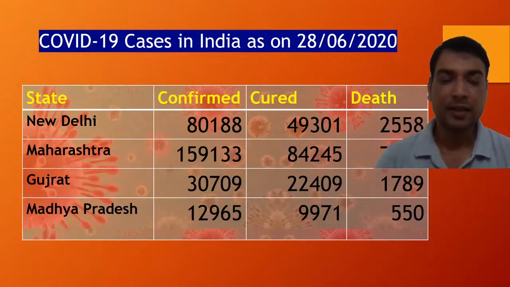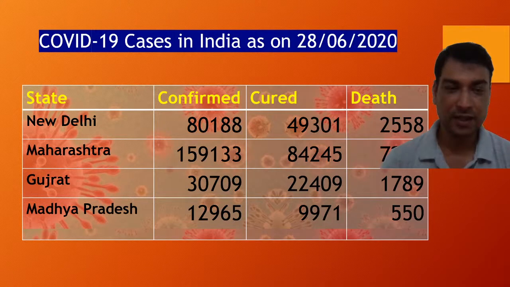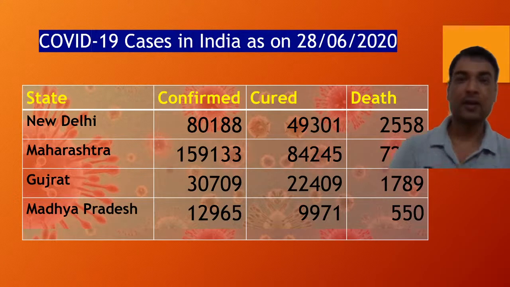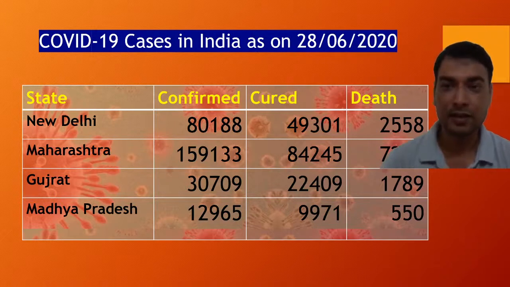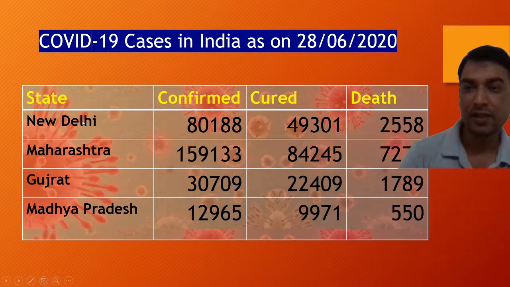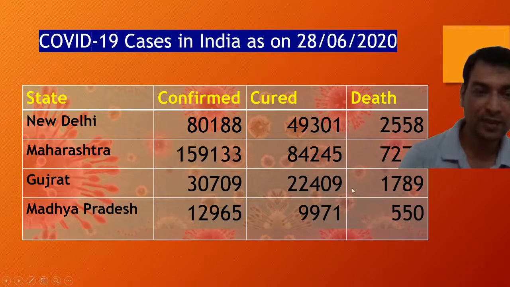Now come to the presentation again. I'm taking one real-time example to display the bar chart. Okay, we can show the problems like that in bar chart. I took real data from website regarding COVID-19 cases in India as on 28 June. I took 4 states: New Delhi, Maharashtra, Gujarat, and Madhya Pradesh. These are the confirmed cases, these are the cured cases, and these are the death cases.